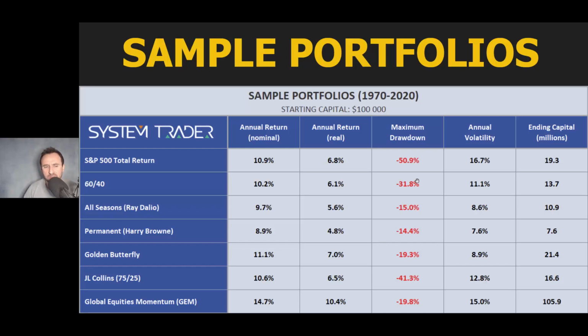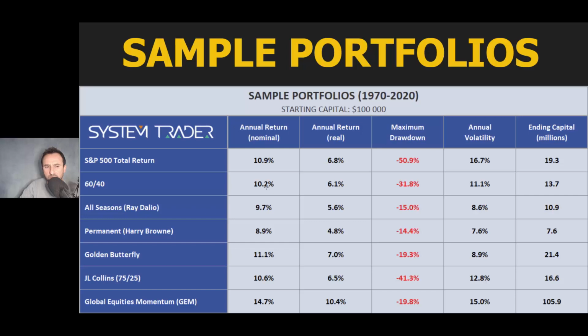And on top of that, we can see S&P 500. Let's say it's our benchmark, and we can see that between 1970 and the end of 2020, with the starting capital of $100,000, we would have $19.3 million at the end of that period. On the other hand, the 60-40 portfolio, a very classic portfolio, which I already mentioned in that video, where we have 60% of the total return S&P 500 index, and on top of that, we have 40% in fixed income, like, for example, 10-year government bonds.